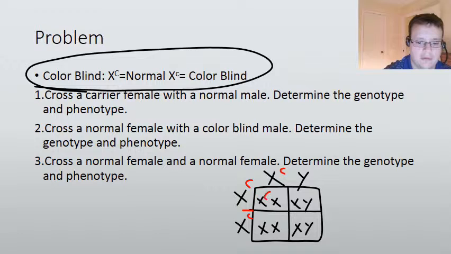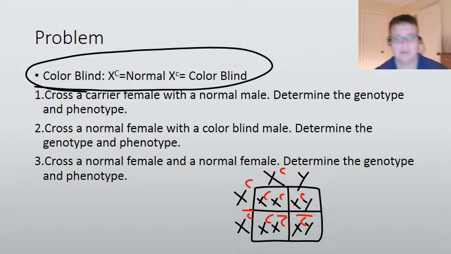So if I fill this in, that's going to be a normal female, and then this will be another carrier female. This would be a normal male, and this male would express color blindness, so he would be colorblind, meaning he'll have trouble in the blue and red determination, and green.